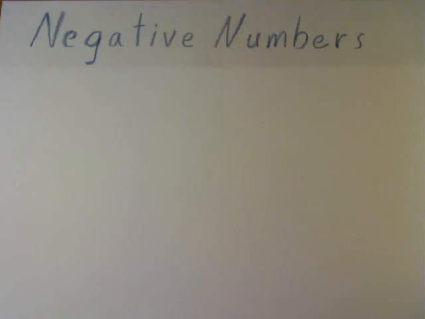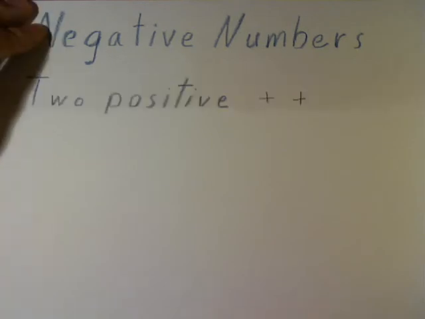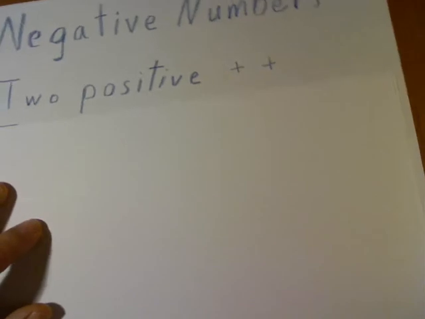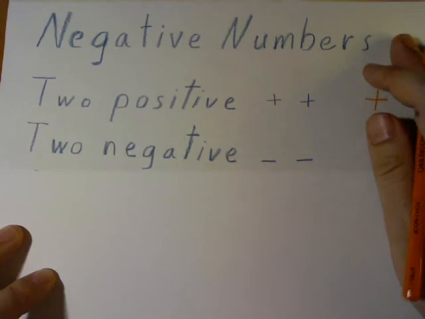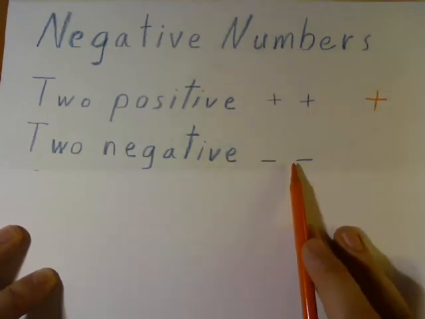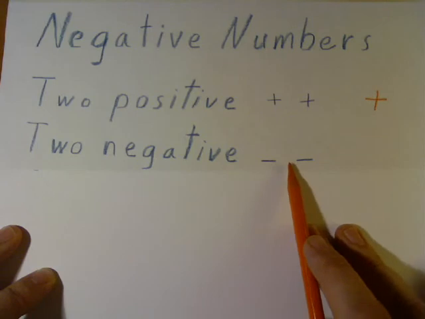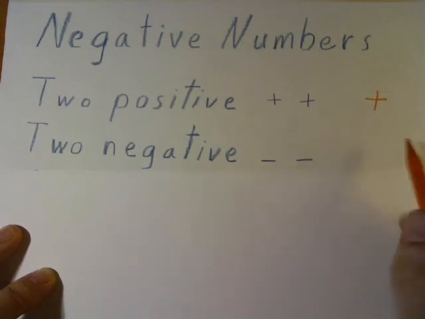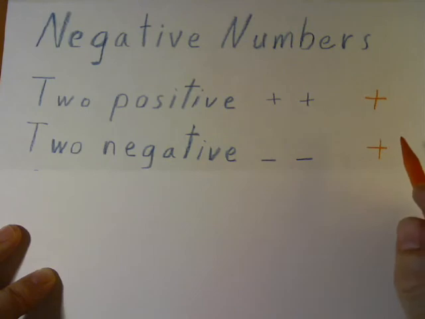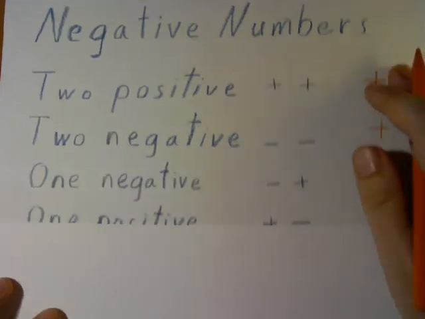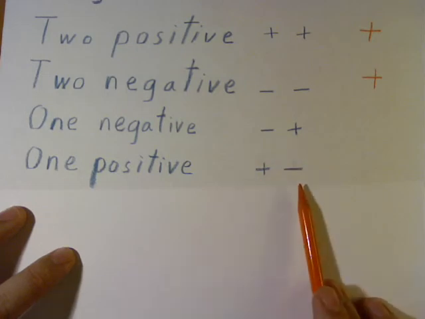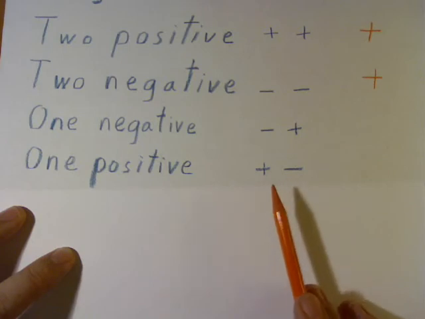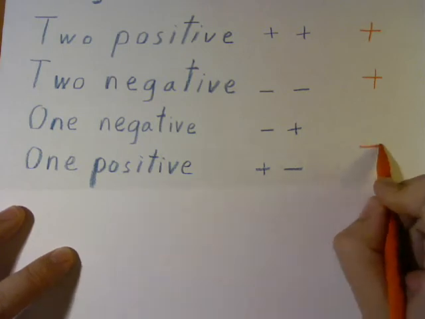In this video, we're going to look at the multiplication and division of negative numbers. When we have two positive numbers, we always get a positive result. When we have two negative numbers, when we multiply two negative numbers or divide two negative numbers or have two negative numbers in a fraction, we always get a positive number. However, if you have one negative and one positive, or a positive and a negative, when you multiply, when you divide, or when you have a fraction, that gives you a negative number.